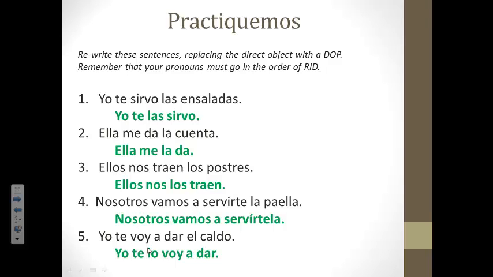Number 4. Ooh, careful in 4 and 5. We have 2 verbs, so we have 2 options where we could have put our pronouns. We're going to serve it to you. Nosotros vamos a servírtela. Or we could have said, te la vamos a servir. And number 5, I'm going to give it to you. Yo te lo voy a dar. Or you could have said, voy a dártelo. If you did put dártelo, make sure you had an accent on the A of dar.